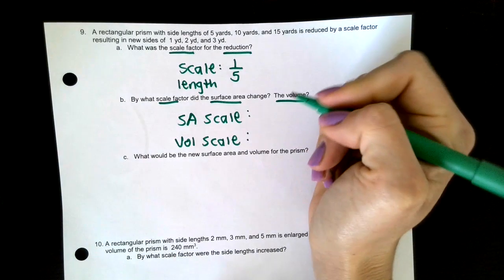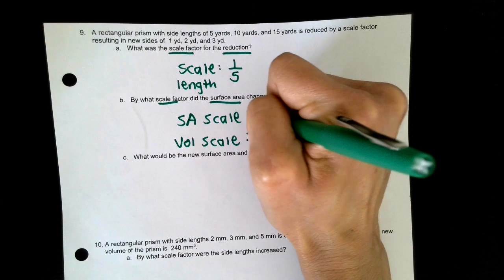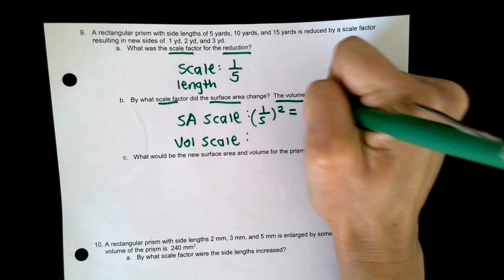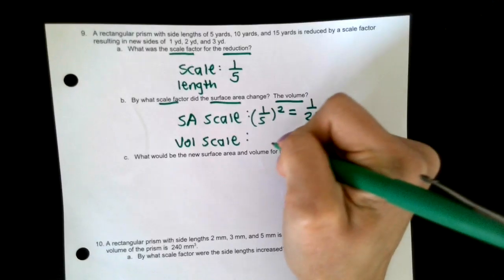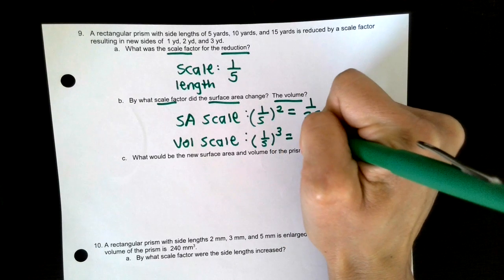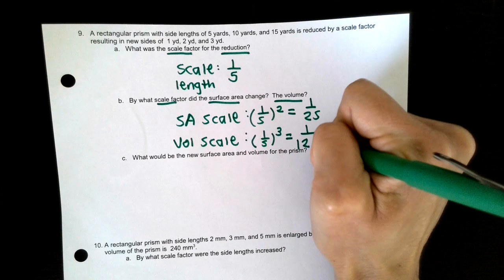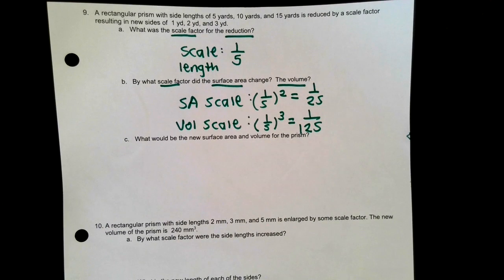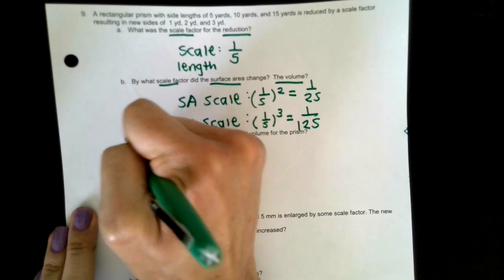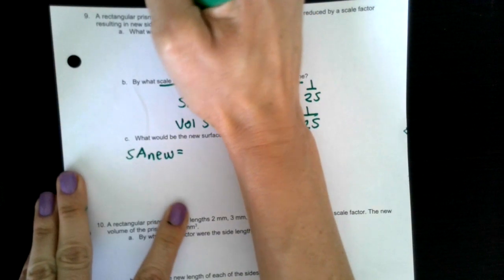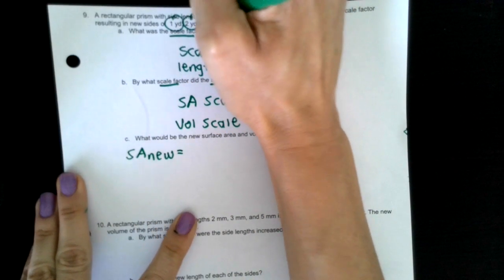Okay, so the surface area scale is our length scale squared. So we have 1 over 25, and our volume scale is our scale to the third power. So that would be 1 over 125. All right, what would be the new surface area and volume for the prism? So I'm going to go back up to my new dimensions up there, which were 1 by 2 by 3.